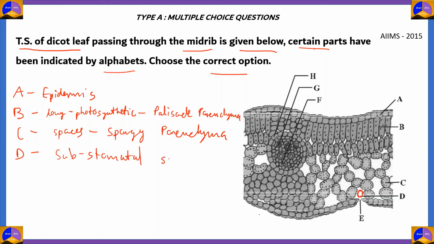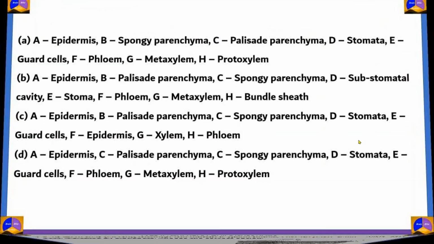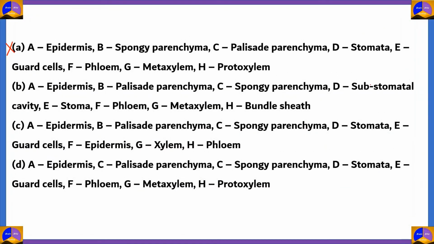So D refers to substomatal space, because this is a space in the leaf and it is surrounded by palisade parenchyma and spongy parenchyma on one end and the stomata on the other. And since it's below the stomata, it's known as substomatal space. When you look at our options, we find that only option B has the right statement. The others say that stomata is the part D. So our right answer is option B.